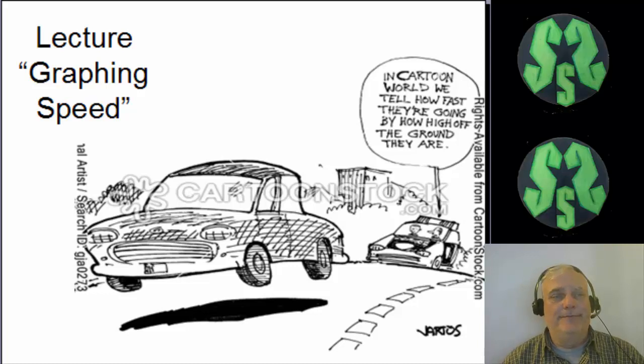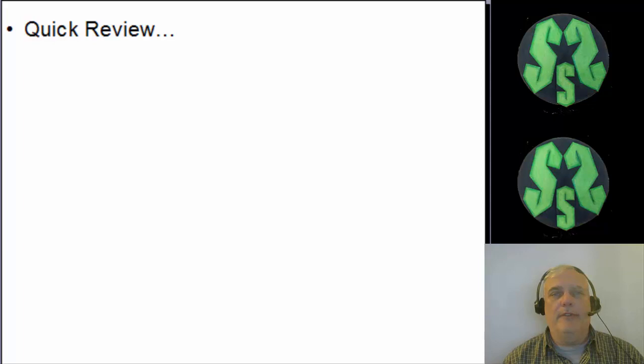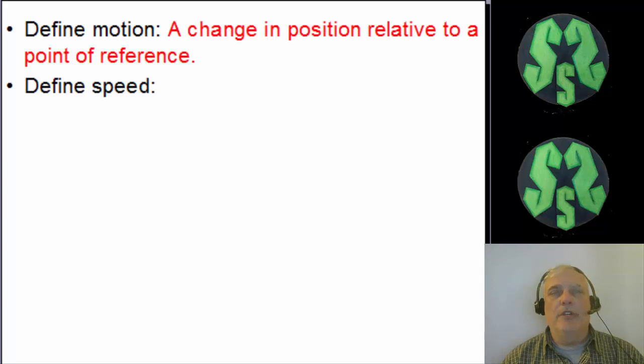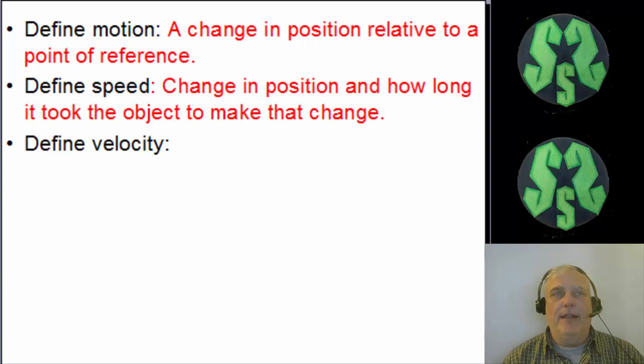Let's get started. First, we'll do a quick review of some important concepts that will help us with this lesson. First, we need to have a definition of motion. Motion is a change of position relative to a point of reference. And a definition of speed. Speed is the change in position and how long it took the object to make that change.